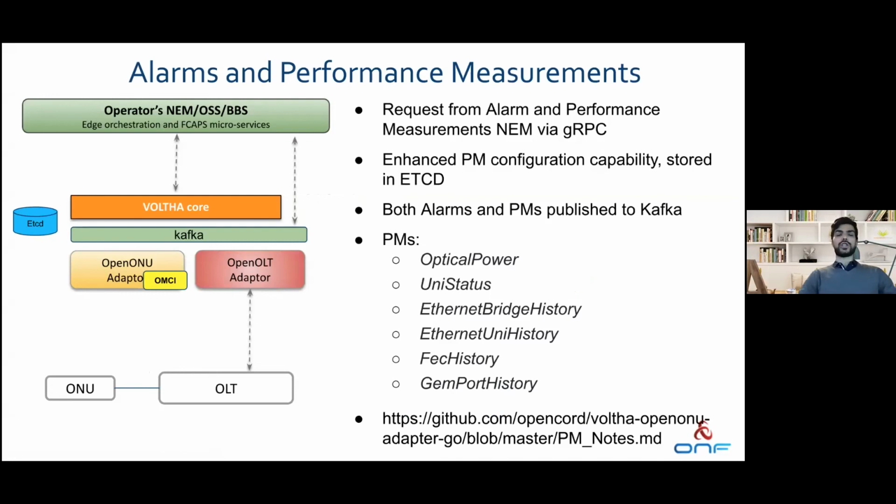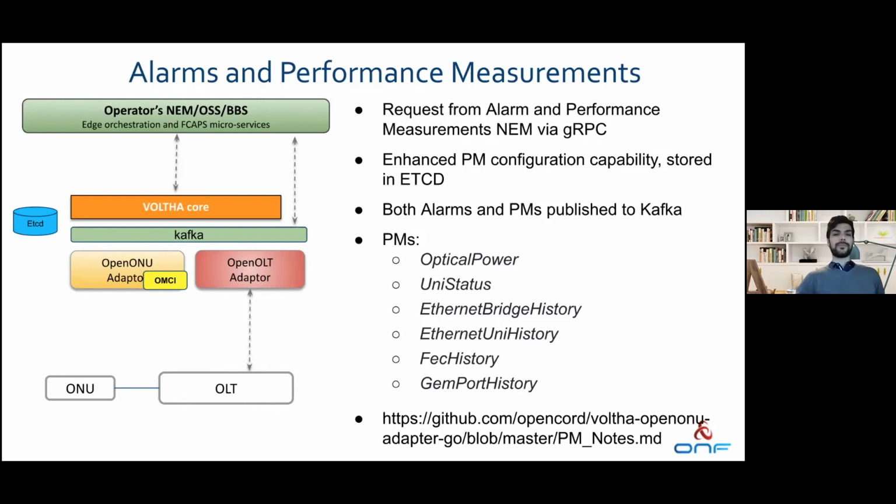Another key feature for deployed services and deployed infrastructure is observability. So we announced alarms and performance measurements for the system. The OpenONU Go had good capabilities, and the Python version had good capabilities, but more were needed and were required as an effort to give more observability to the service providers. So the request for alarm and performance measurement arrives to the VOLTHA core through gRPC.